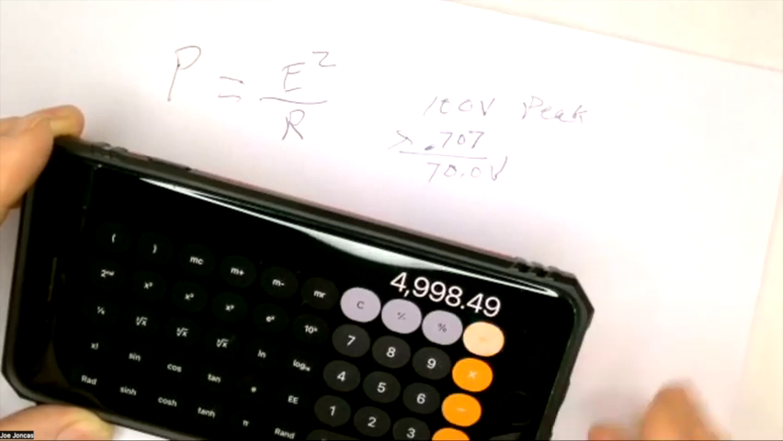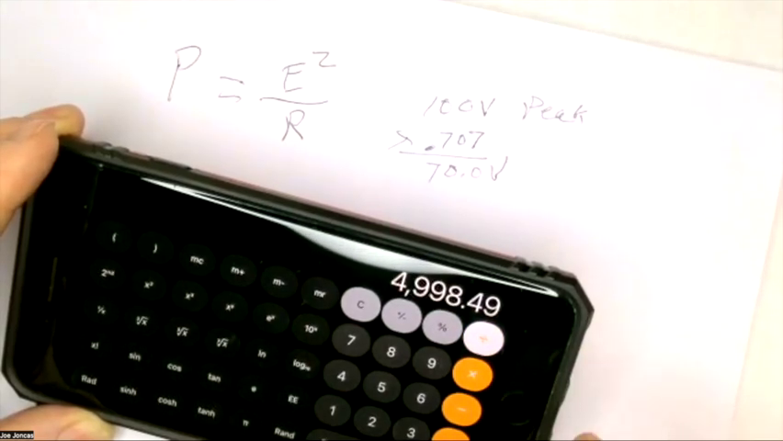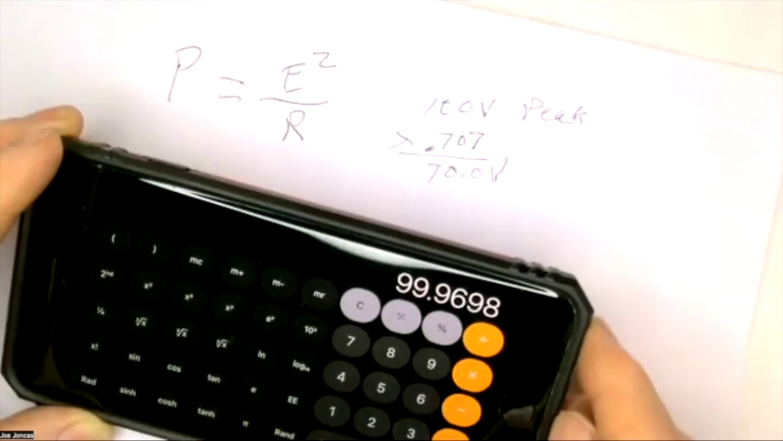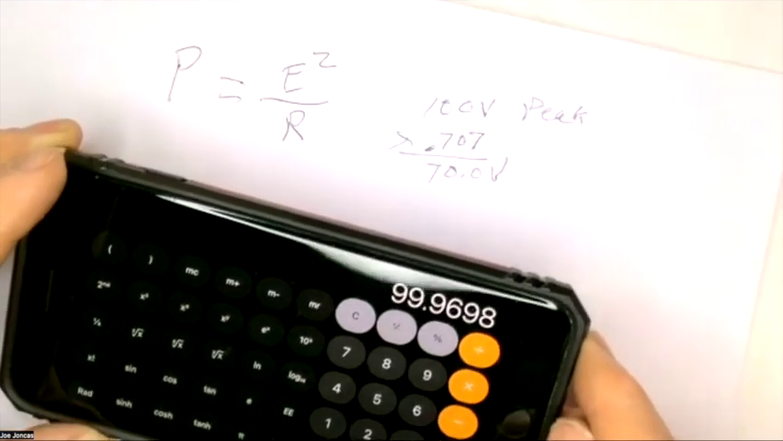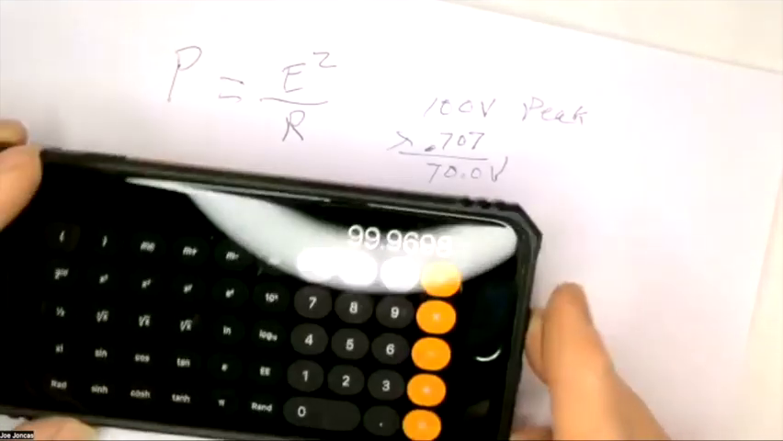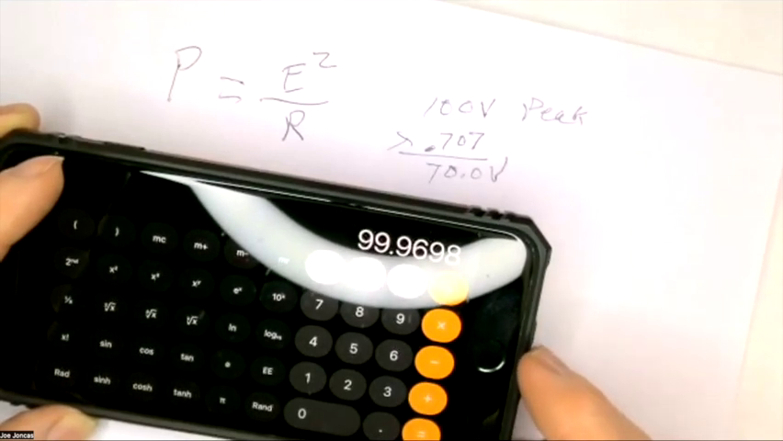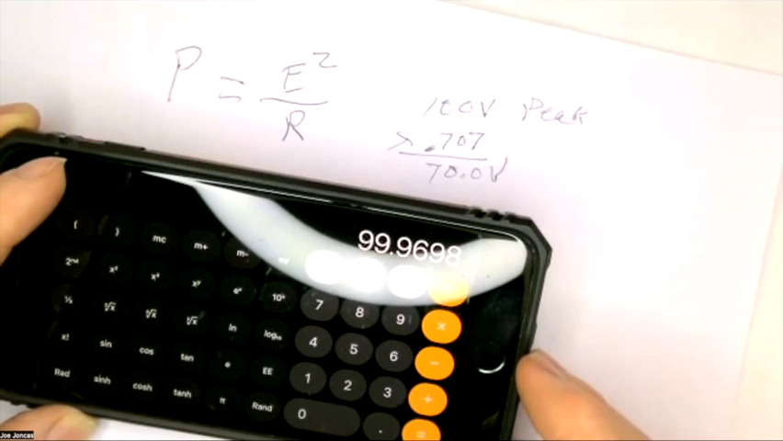Then I divide that by the resistance. We have a dummy load at 50 ohms. 50. And that equals 99.96 or 100 watts. Did everybody see how that is done?